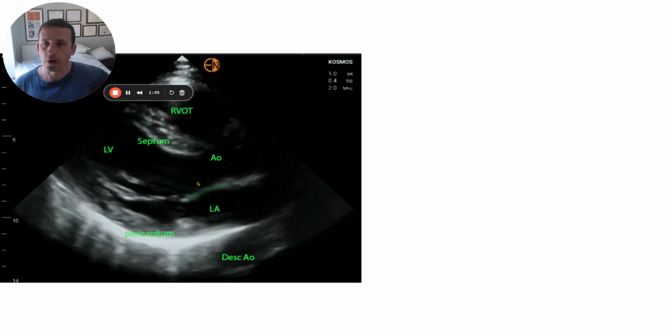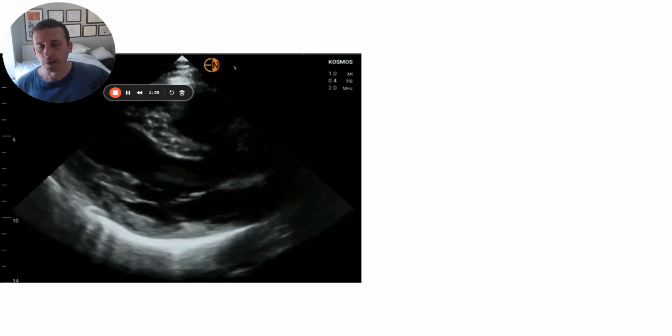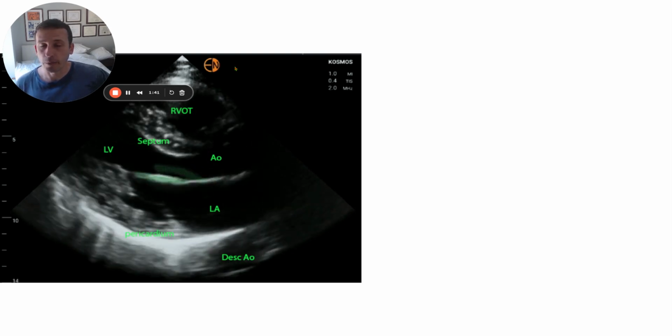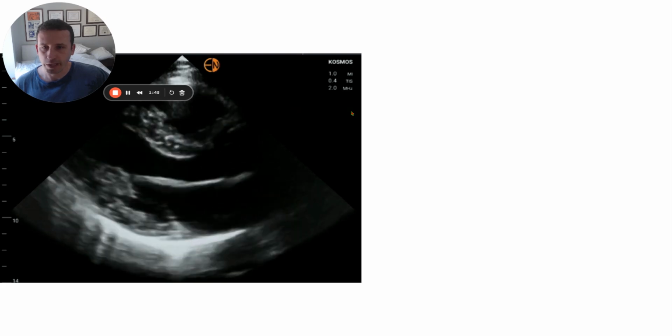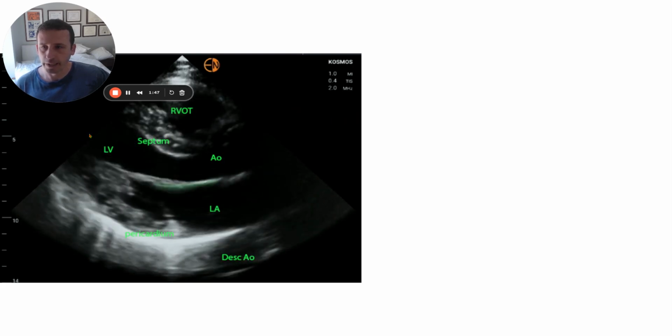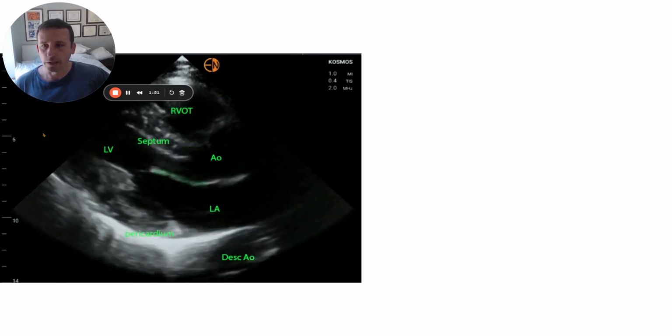One important note on cardiac scanning is that the probe marker flips to the other side of the screen. So even though our probe marker is pointed at the patient's right shoulder, the right on the patient is over here on this side of the screen, and the left on the patient, the left ventricle, that's over here on this side of the screen.